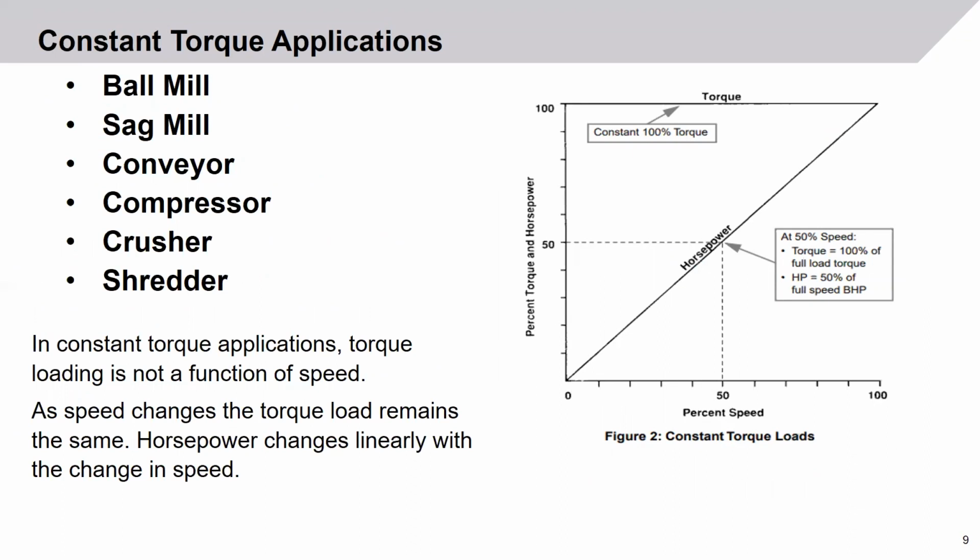Constant torque applications include ball mill, SAG mill, conveyor, compressor, shredders, and crushers. In constant torque applications, torque is not a function of speed. As speed changes, the torque load remains the same. Horsepower changes linearly with change in speed.